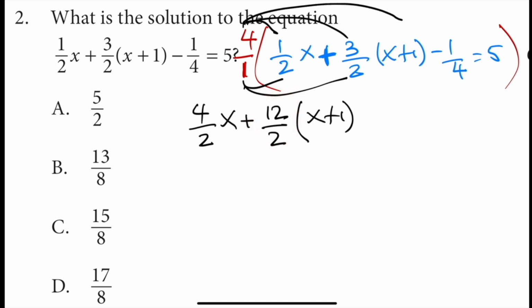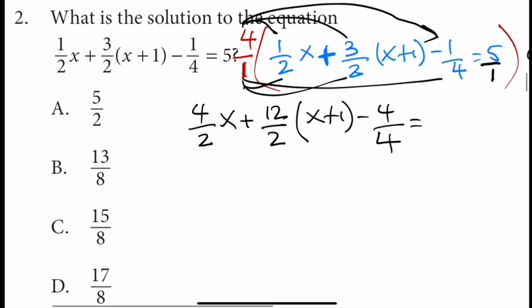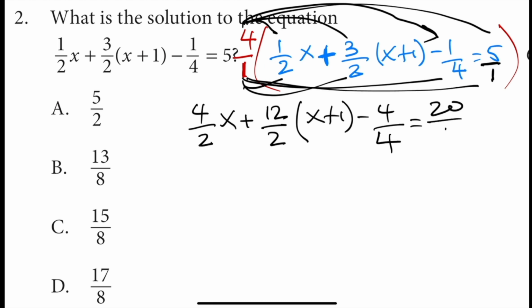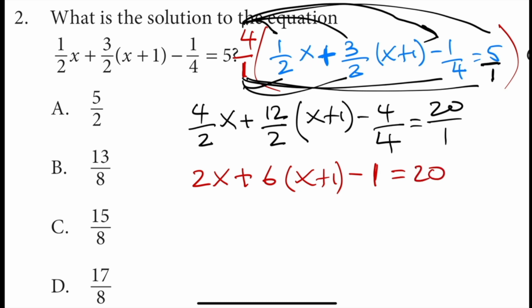Next, 4 times -1 is -4. 1 times 4 is 4. And then let's make this a fraction so I don't make mistakes. 4 times 5 is 20, and 1 times 1 is 1. Once I multiply all that, now I simplify. 4 divided by 2 gives me 2x, plus 12 divided by 2 is 6, parenthesis x plus 1. 4 divided by 4 is 1, and 20 divided by 1 is 20. And now there's no denominator, so it's a much easier equation.